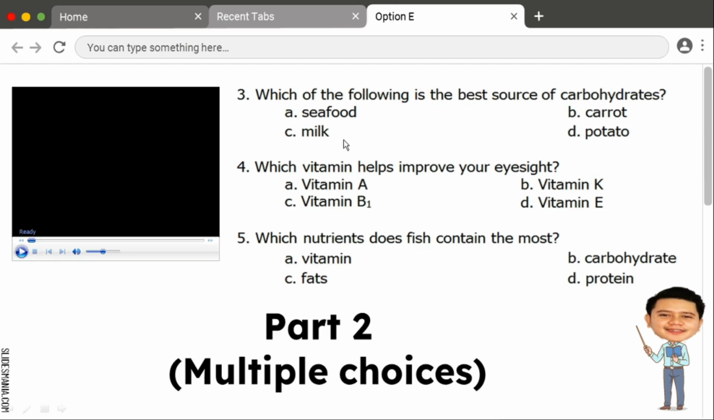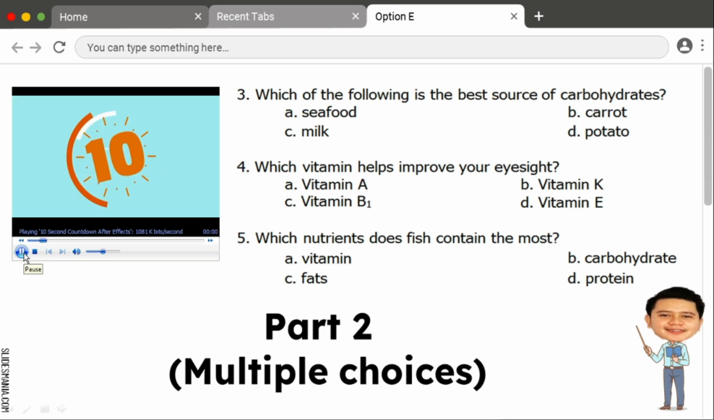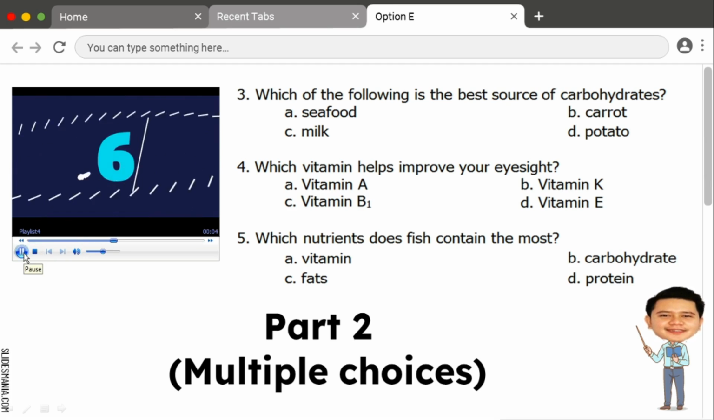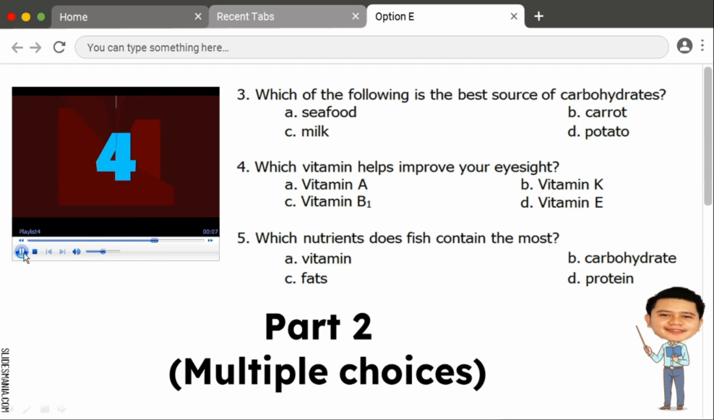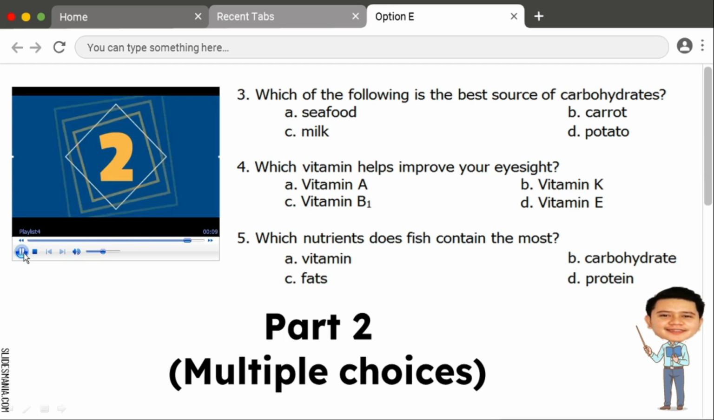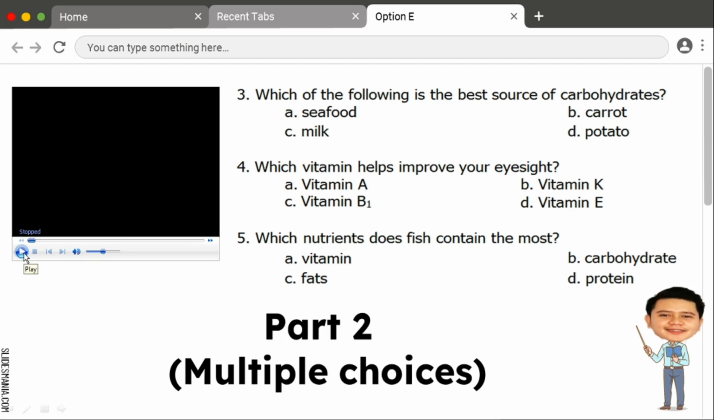Next, number 3. Which of the following is the best source of carbohydrates? Is it A, seafood, B, carrot, C, milk, or D, potato? 10 seconds. Alright, so the correct answer is letter B, potato.